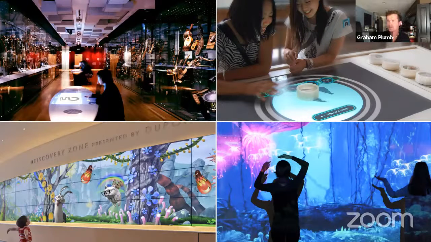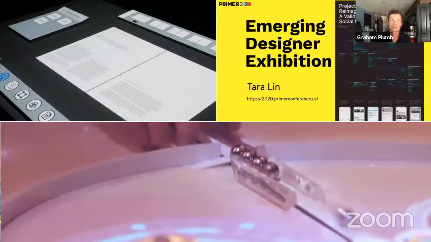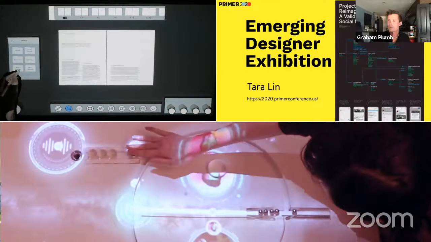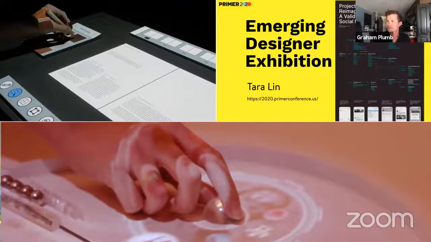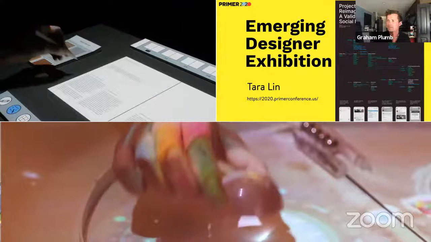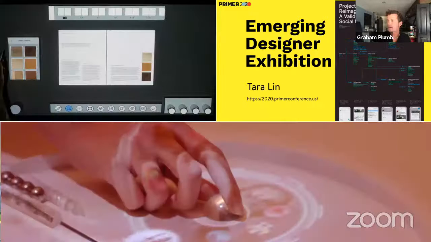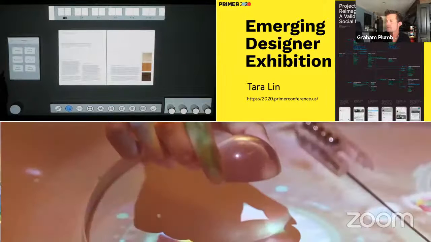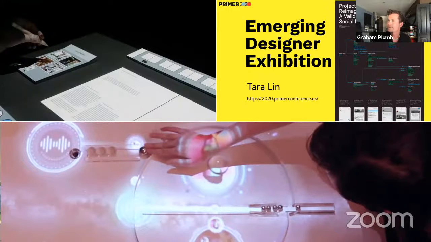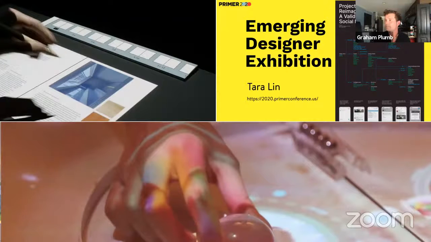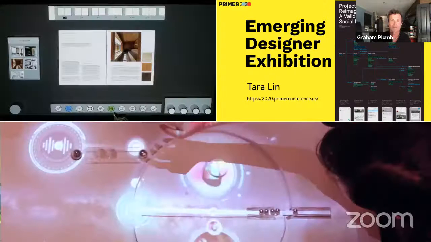And I also teach interaction design at CCA. My focus there is on natural user interfaces and tangible user interfaces. So we teach the students to prototype. You see low fidelity prototyping, mid-level, high fidelity prototyping here. Proud to say one of our students, Tara, is an emerging designer competition winner in Primer 2020.